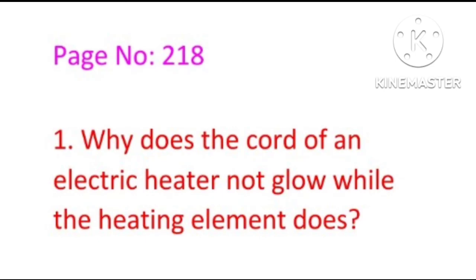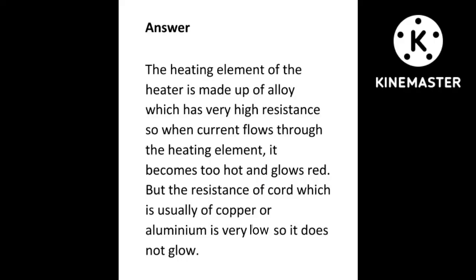Our next question is from page number 218. First question, why does the cord of an electric heater not glow while the heating element does? The heating element glows, but why is the cord of an electric heater not glowing? The reason is the heating element of the heater is made up of alloy, which has very high resistance. So when current flows through the heating element, it becomes too hot and glows red. But the resistance of the cord, which is usually of copper or aluminium, is very low, so it does not glow.